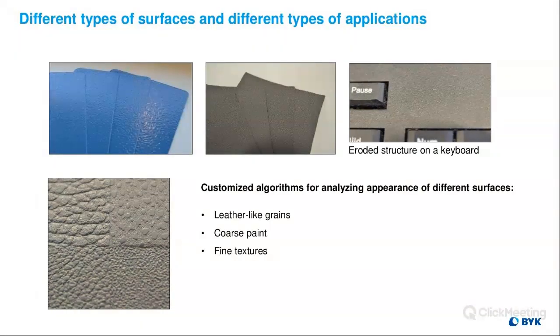So we have different types of surfaces and different types of applications which require these different algorithms. That was just a brief look at the leather-like algorithm. But again, we do have algorithms for studying coarse paint, like powder-coated materials, as well as fine textures, which could be coatings or it could be plastics, like you might see on consumer electronics, these finely textured plastics.